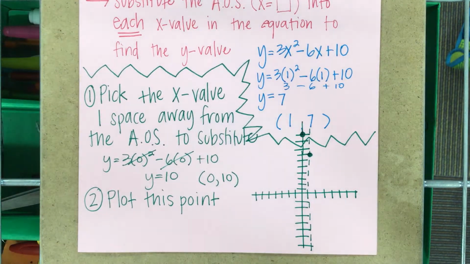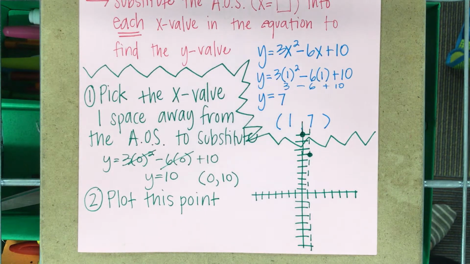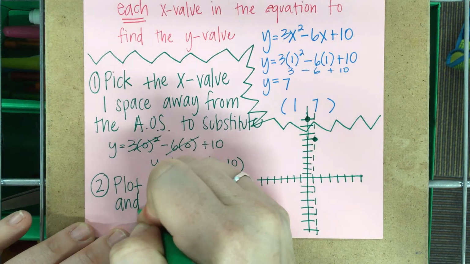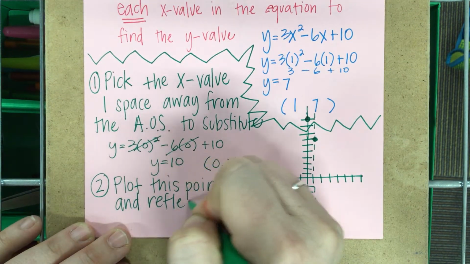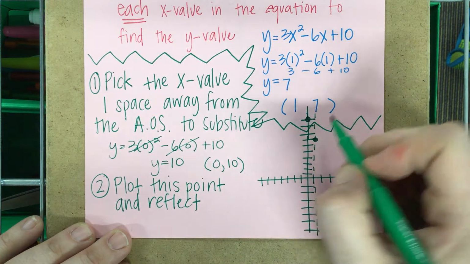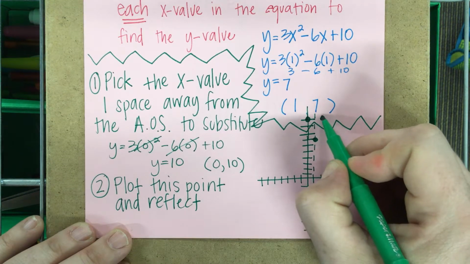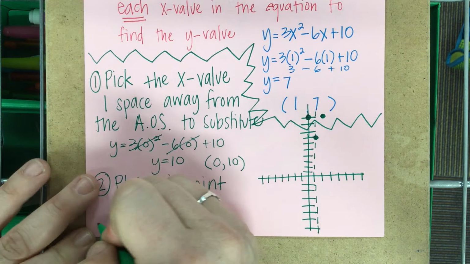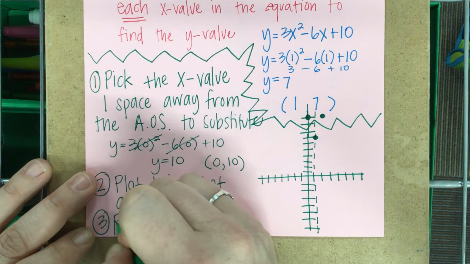And ladies and gentlemen, I plot this point. There's an axis of symmetry. What does symmetry mean? It's the same on both sides. So it'll be the same as 10. So I'm going to plot this point and reflect. Because if it's 1 space on the left side, it's going to be 1 space on the right side.